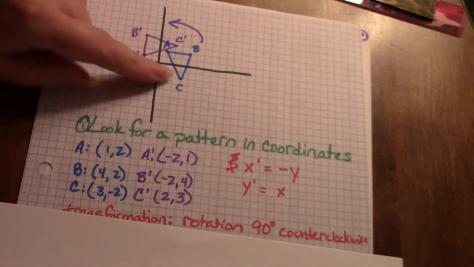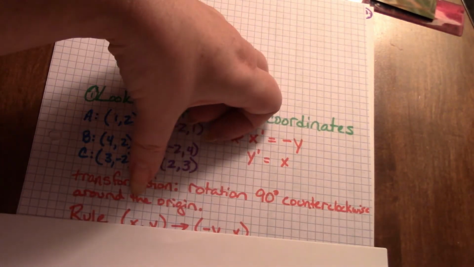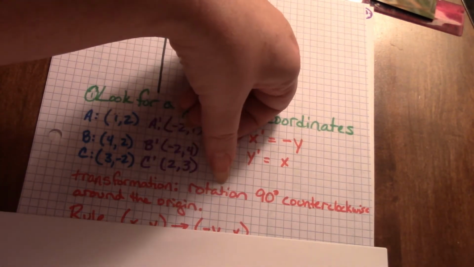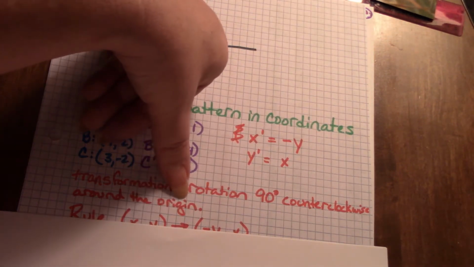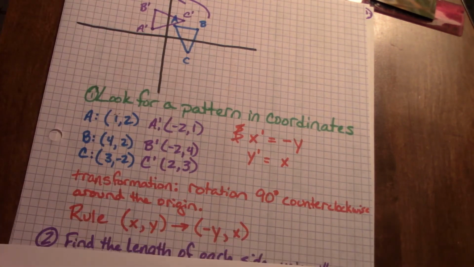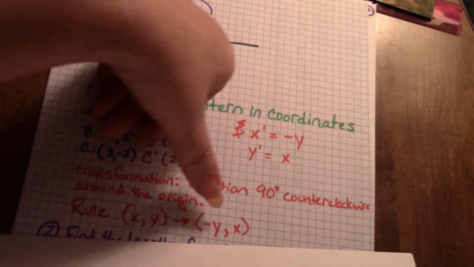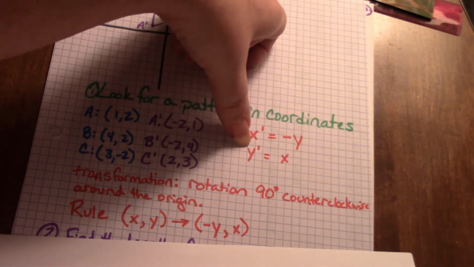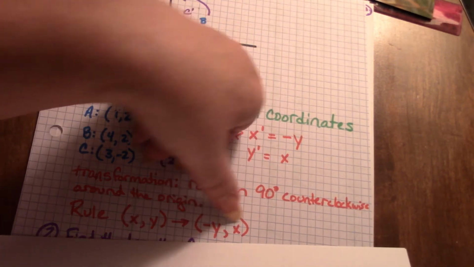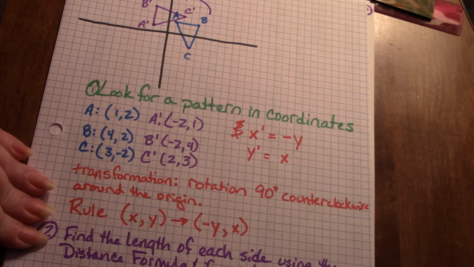What it does, it's a rotation counterclockwise 90 degrees around the origin. So I need rotation, I need how much of a rotation, I need what direction, and I need what it goes around. And then the rule is pretty straightforward. I went from x and y to my x' is really -y, and my y' is really x. Then it asks us to find the length of each side to make sure that it preserves its length.